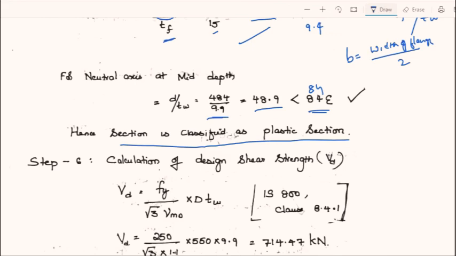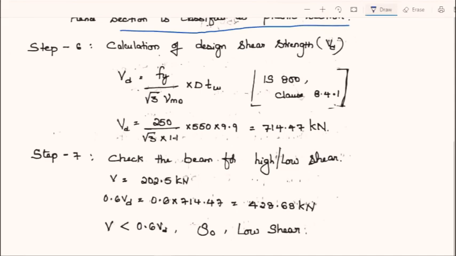Next, step number 6: calculation of design shear strength Vd, and it is given in clause 8.4.1. Vd is equal to fy by root 3 into gamma m0, into D into tw. This is nothing but Av.